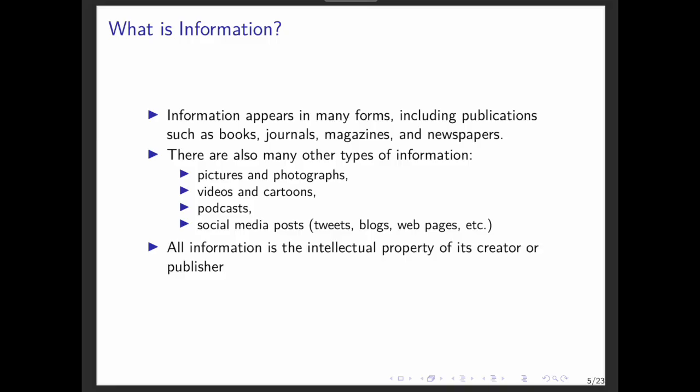Information appears in many forms. It can be found in publications such as books, journals, magazines, and newspapers. But it also exists in other formats: pictures, photographs, videos, cartoons, podcasts, blog posts, and social media content like tweets, websites, or web pages. Not all information is written, and not all of it is formally published.